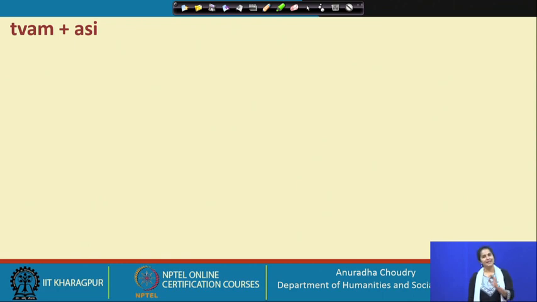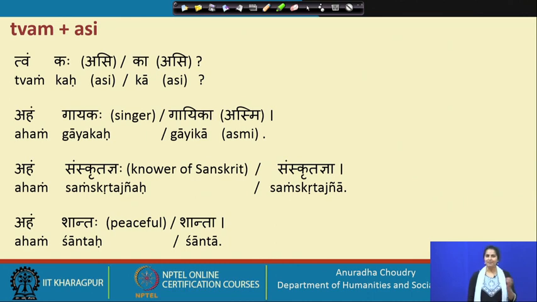The verb to be for the second person informal is asi. So, the whole question would be Tvam kaha asi or Tvam ka asi. And we have it there, Tvam kaha asi, Tvam ka asi. The answer, if it's a man, would be aham gayakaha. If it's a lady, aham gayika. And the verb to be in the first person is optional. So, you could say aham gayakaha or aham gayika asmi. Or you can also say aham sanskritajnaha or aham sanskritajna, knower of Sanskrit. Another adjective, aham shantaha or aham shanta.